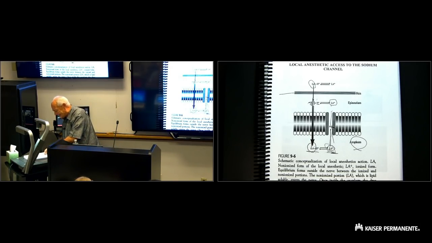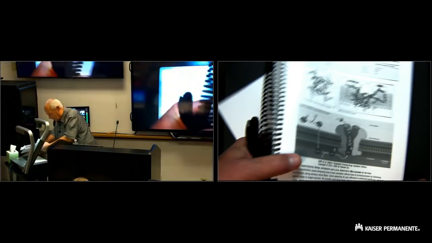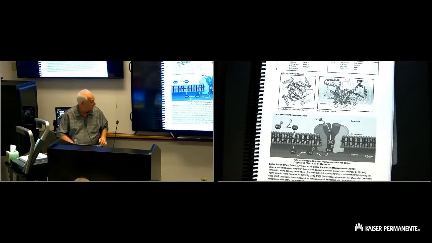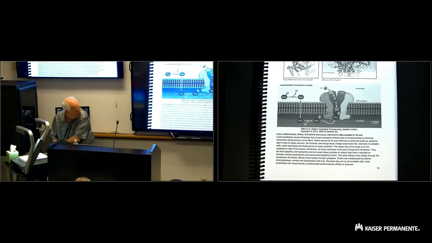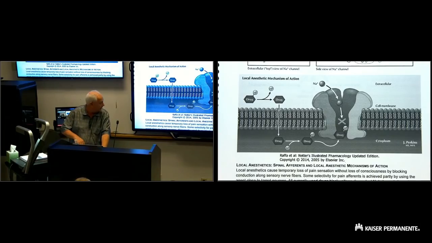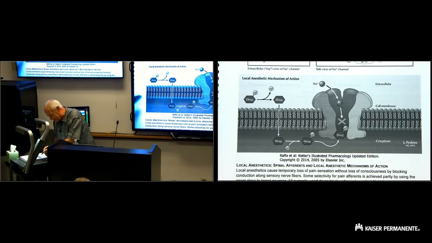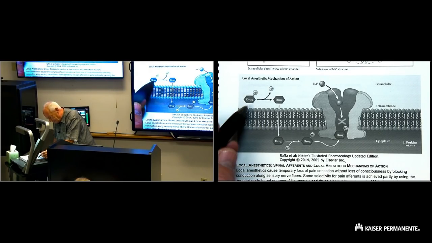Let's look at the exact same thing again. This is drawn by Frank Netter, who's a little bit better drawer than I am. He's showing exactly the same thing. He just does it a different way. Let's take a look. Local anesthetic mechanism of action. So here's the local anesthetic drug. Somebody injected it in the tissue. And there's the drug.